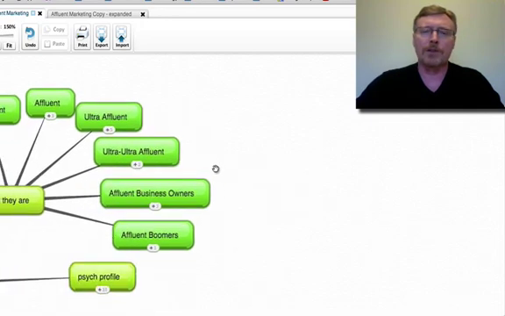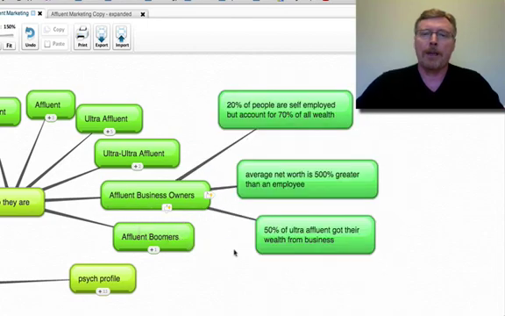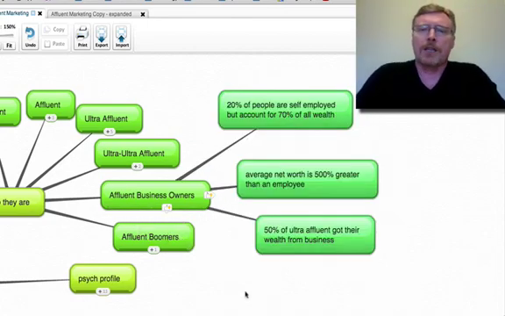Now, there's special things that you need to take into consideration as it relates to affluent business owners and affluent boomers. So let's spend a minute on that. Affluent business owners, that's 20% of the people are self-employed in this country, but they account for 70% of all wealth. So obviously being self-employed is a good idea. The average net worth is 500% greater than an employee. So if you're a business owner and you've made it to a certain level, your average net worth is 500% greater than the people who work for you.